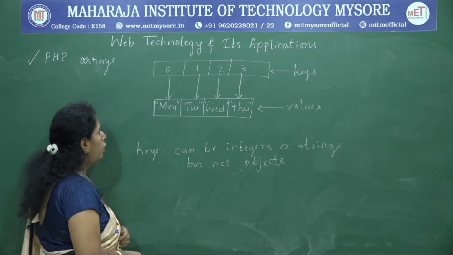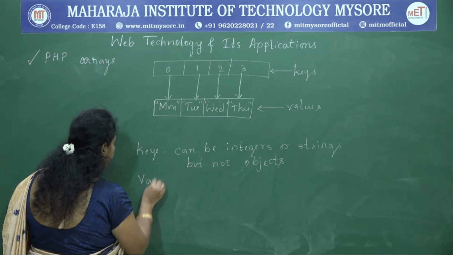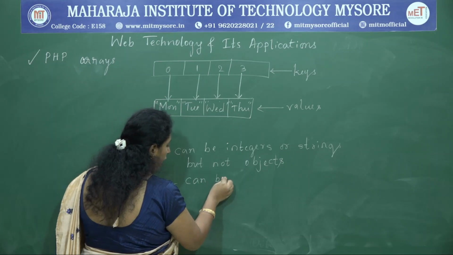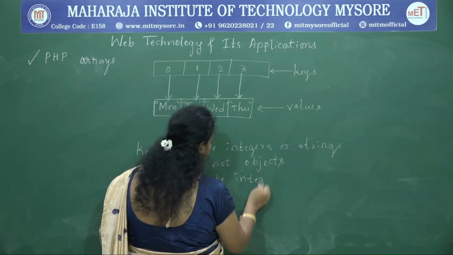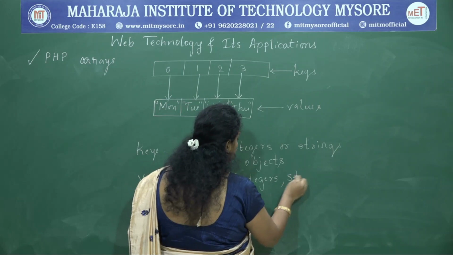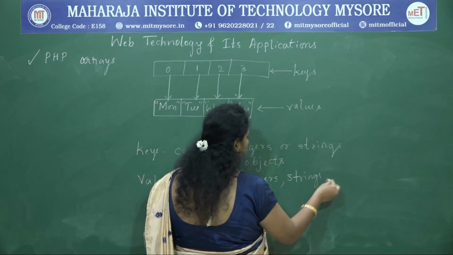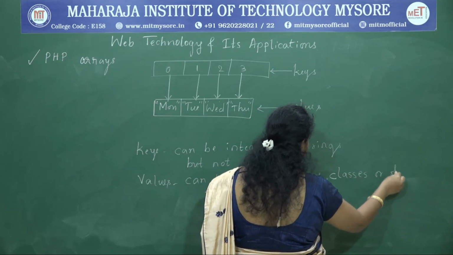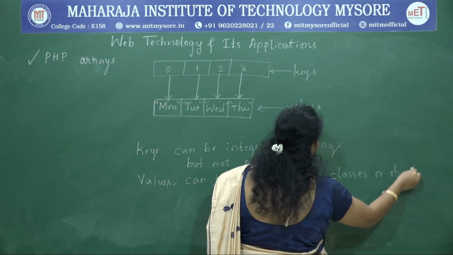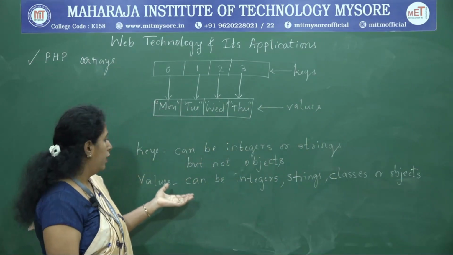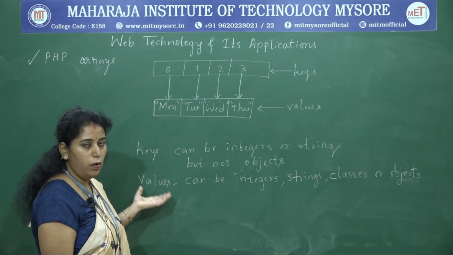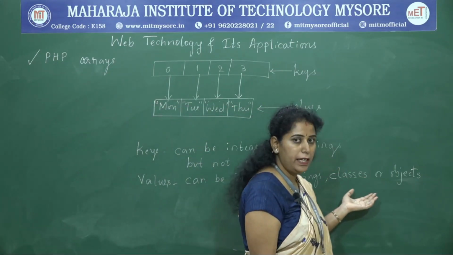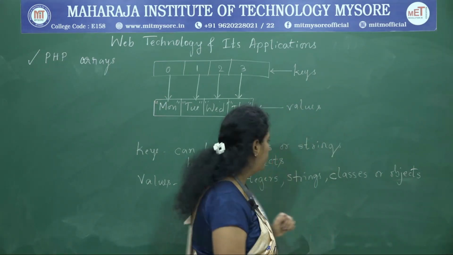So talking about values of an array means it can be integers or strings or classes or objects. Anything it can be. Got to know? Values of an array can be integers or it can be strings or it can be classes or it can be objects.